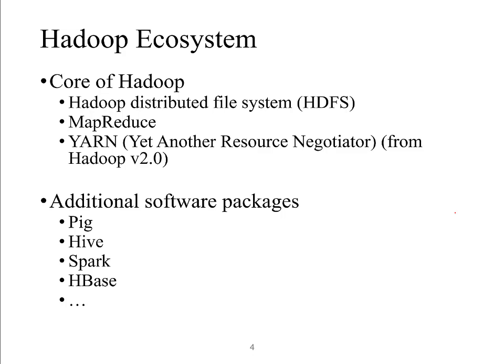Yarn is available from Hadoop version 2.0, and it is the brain of your Hadoop ecosystem. It allocates resources and schedules tasks for all the processing activities. Apart from this core component of Hadoop, there are a bunch of additional software packages. Here, I just list a few of them, but there are more. If you are interested, you can use Google or Wikipedia to further explore them.